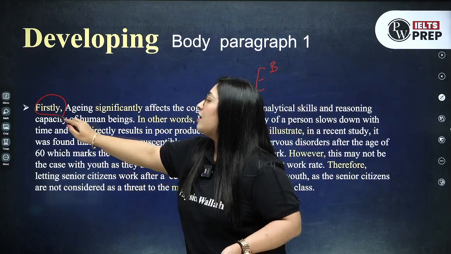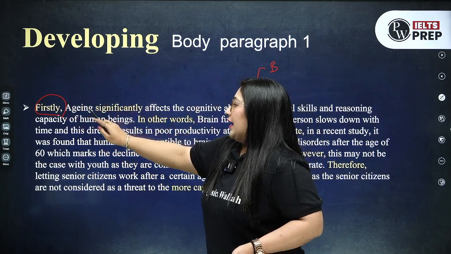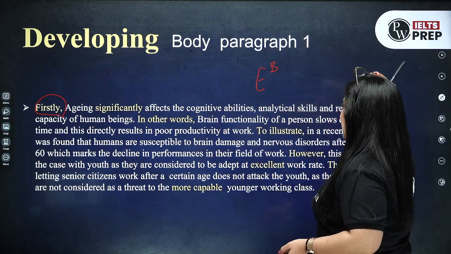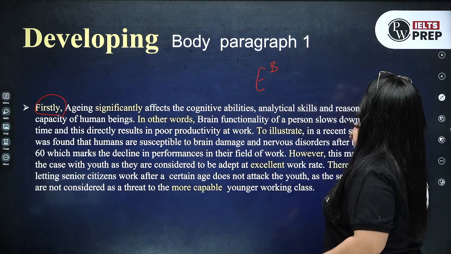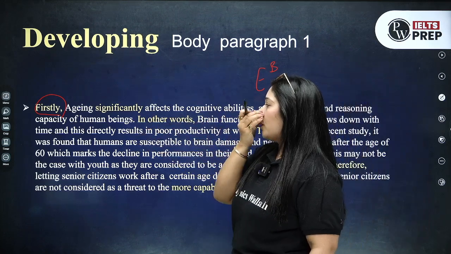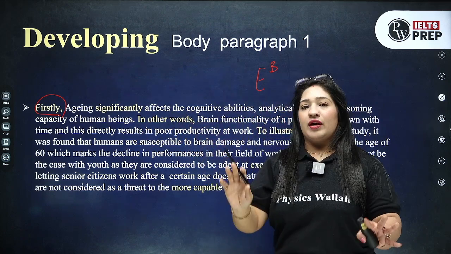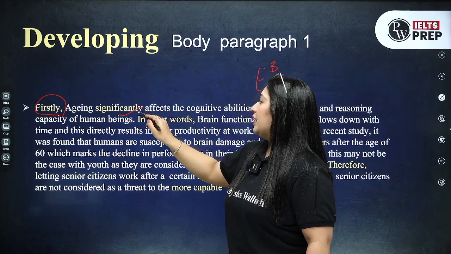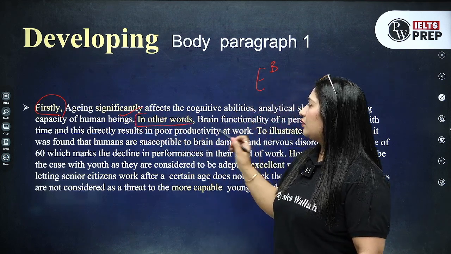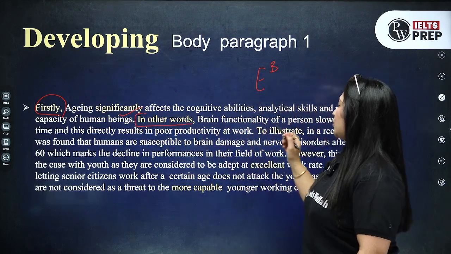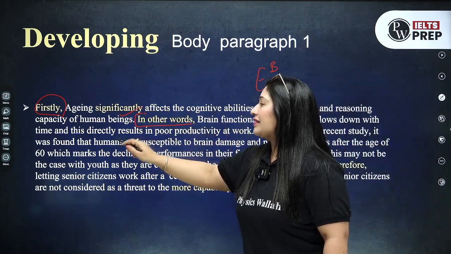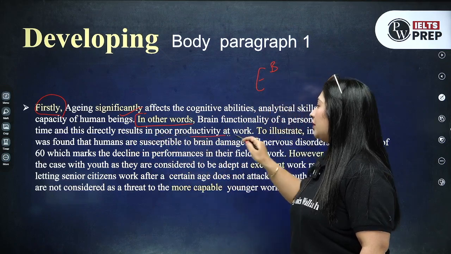The very first is, firstly, aging significantly affects the cognitive abilities, analytical skills, and reasoning capacity of human beings. So this is what I have explained. Now, this is what I have given as evidence. Now, in other words, brain functionality of a person slows down with time, and this directly results in poor productivity at work.